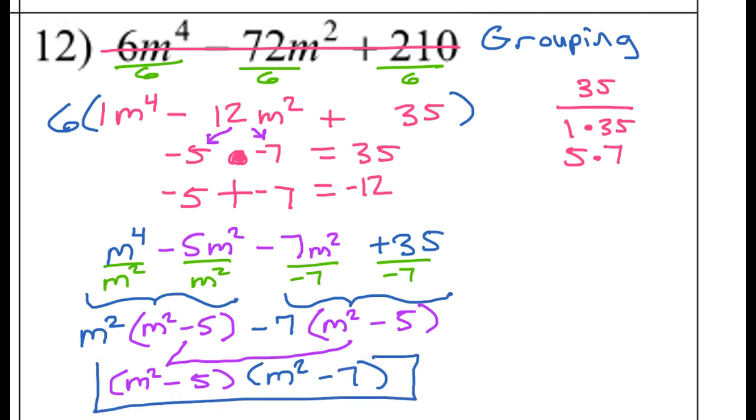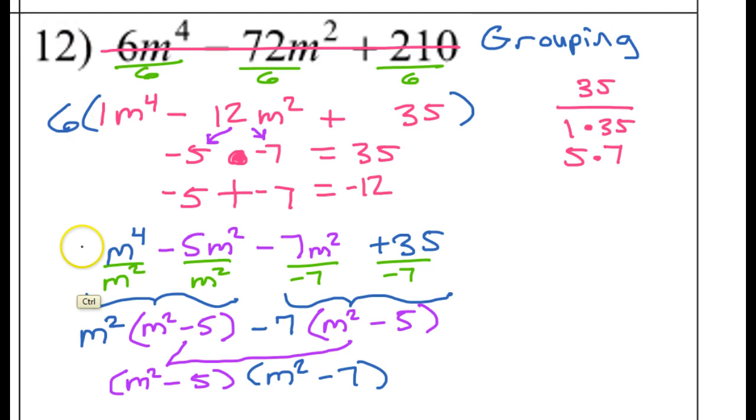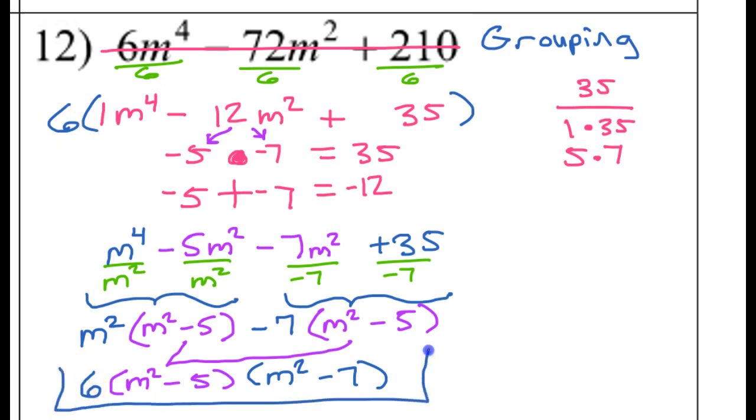Whoa! Almost made a mistake. On this particular problem, at the very beginning, we pulled out a common factor of 6. Now, that 6 needs not to disappear. So it should be included in your final answer. So this 6 is going to be there. So this is the final answer. Phew! I hate it when I make mistakes.